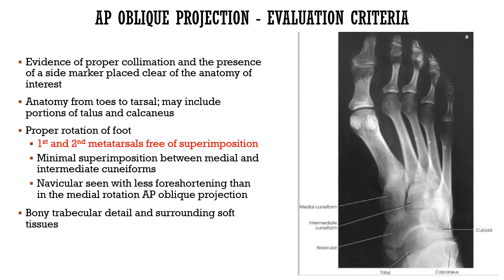Taking a look here, we're looking at the joint space between the first and second metatarsals, and they're free of superimposition, and we're going to see minimal superimposition between the medial and intermediate cuneiforms. The navicular will have less foreshortening also in the lateral than in the medial rotation.